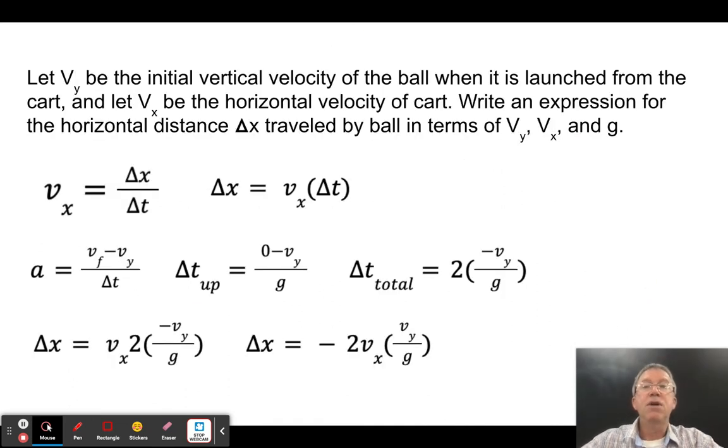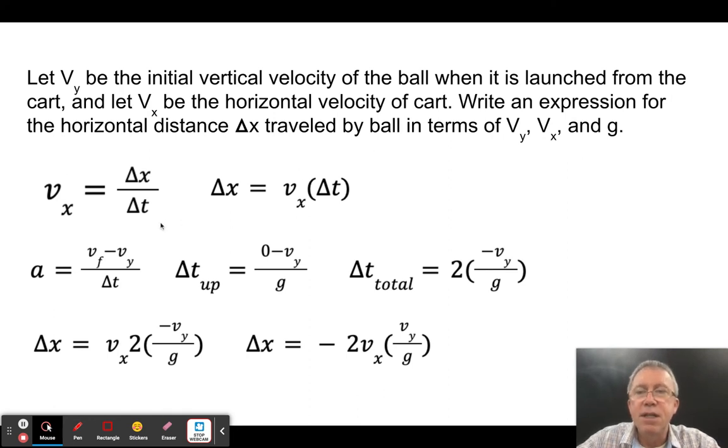All right, so why don't we try one like this, and then I'll let you go, okay? So let Vy be the initial vertical velocity of a ball when it's launched from the cart, and Vx be the horizontal velocity of the cart. So I want to write an expression for the horizontal distance traveled by the ball in terms of the variables Vy, Vx, and g. This is a very standard AP Physics kind of question, and it may cause you some anxiety now, but as you get used to doing this, it becomes very simple, okay?